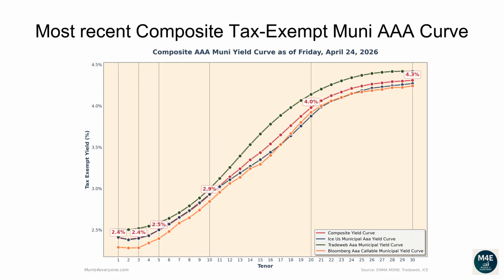The one-year composite tax-exempt yield is 2.4%. The two-year yield is 2.39%. The three-year yield is 2.4%. The 5-year yield is 2.49%. The 10-year yield is 2.92%. The 20-year yield is 3.98%. The 30-year yield is 4.31%.